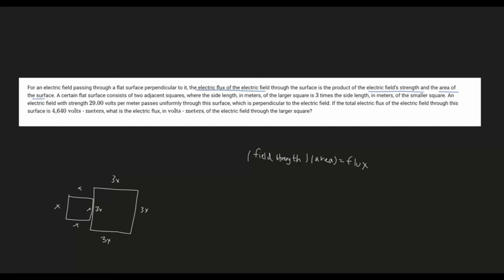Right, so that's a lot of information there, but essentially it boils down to electric field times area equals the flux, all right? And you can see that they've given us the electric field strength, which they say is 29 volts per meter. So 29 is going to be our electric field strength. And now the thing with the area is we don't know what the area is. But we can solve for the area because they've given us the total flux that affects both the small and large square. So the total flux is 4,640 volts times meters, right?